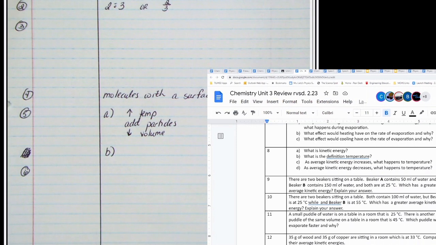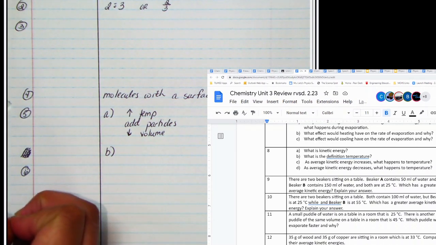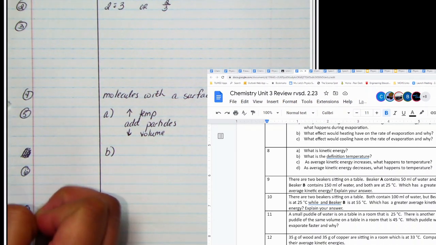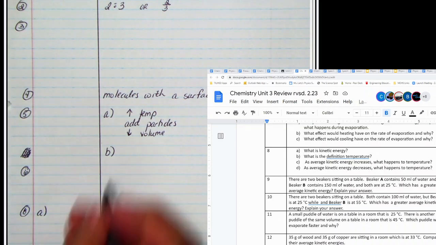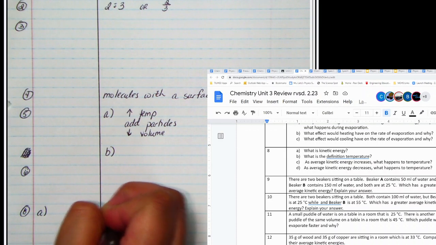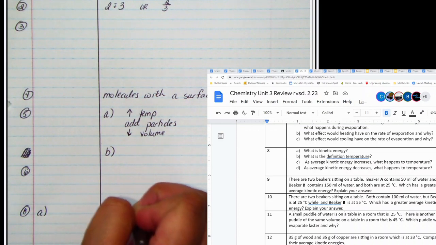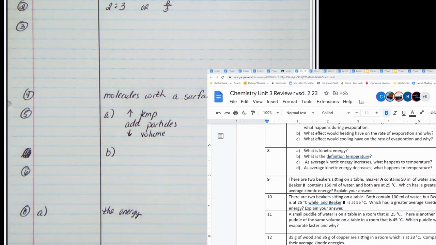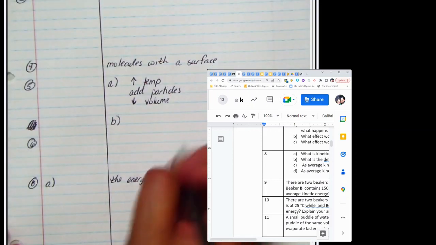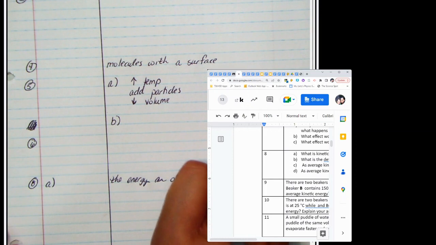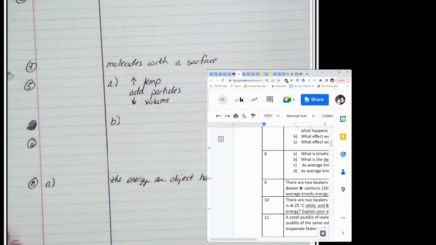So number 8 again. 8A. What is kinetic energy? The energy an object has because of its motion.